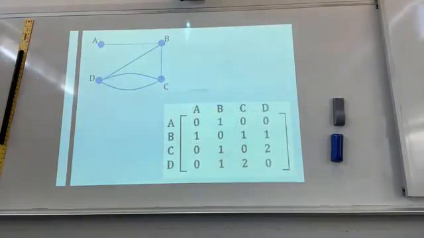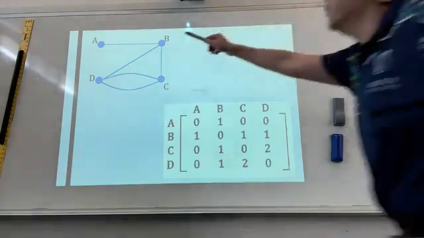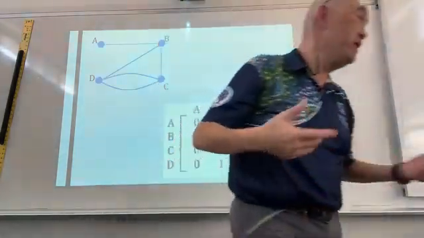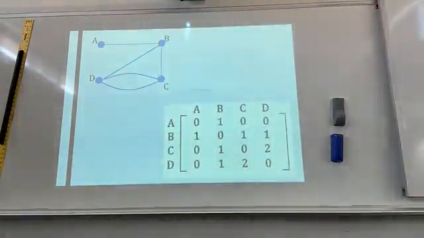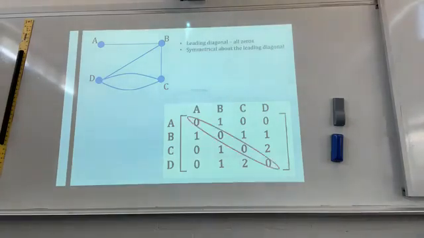A, B, C, and D. So A to A, there is no loop. A is not connected to A, B is not connected to B, C is not connected to C. So A to B, there is one. The leading diagonal is all 0 because there is no loop. Alright? And it's always symmetrical about the leading diagonal. Why?